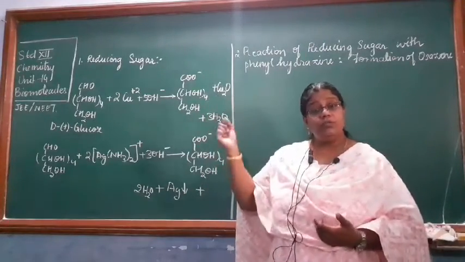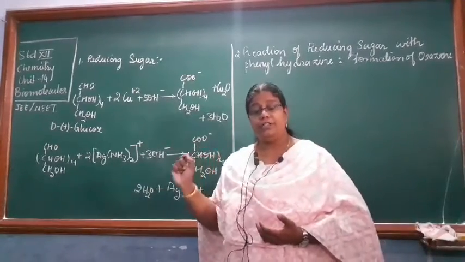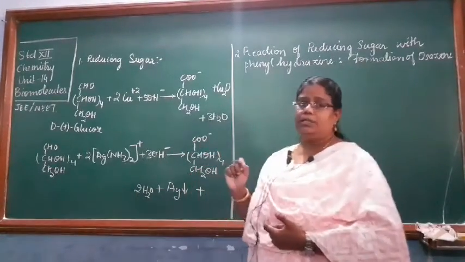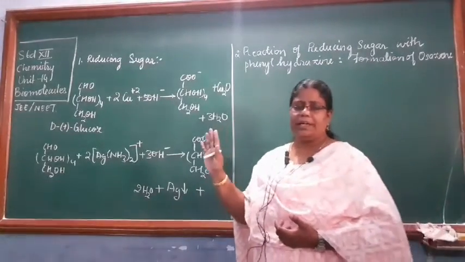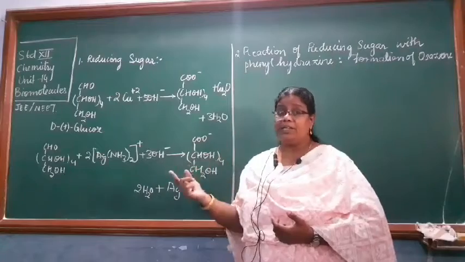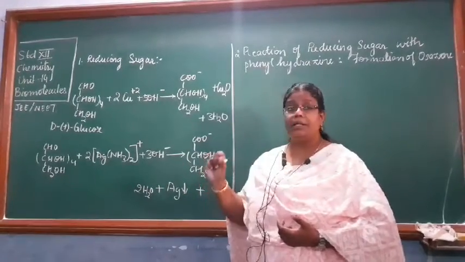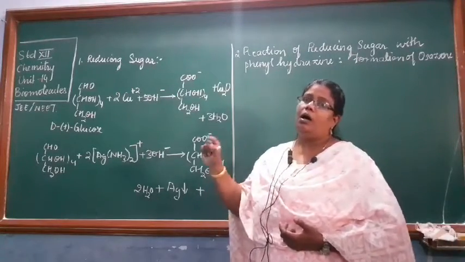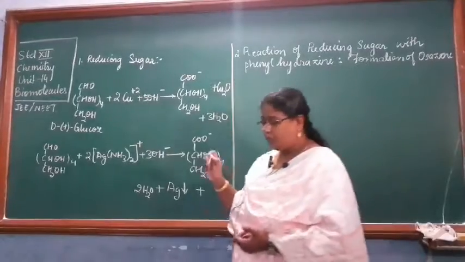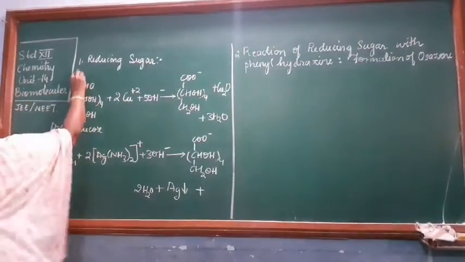Reducing sugars are those which get reduced or which reduce the Tollens reagent or the Fehling solution. All the monosaccharides and the disaccharides, except sucrose, are reducing sugars. Okay, so you can note this down.